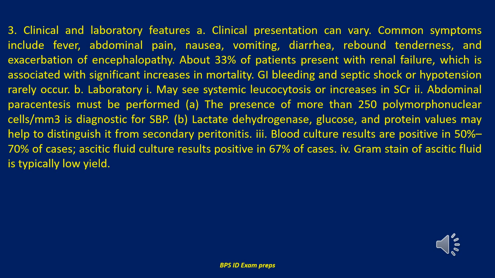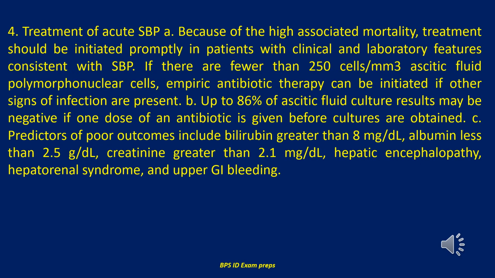4. Gram stain of ascitic fluid is typically low yield. 4. We will now discuss the treatment of acute SBP. Because of the high associated mortality, treatment should be initiated promptly in patients with clinical and laboratory features consistent with SBP. If there are fewer than 250 cells per millimeter cubed ascitic fluid polymorphonuclear cells, empiric antibiotic therapy can be initiated if other signs of infection are present.